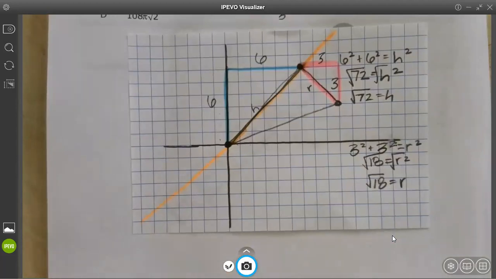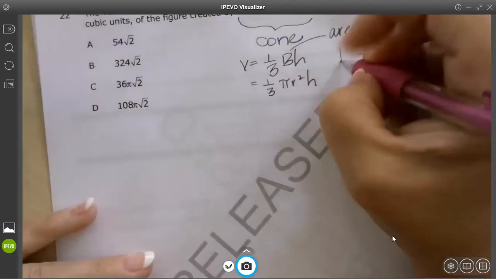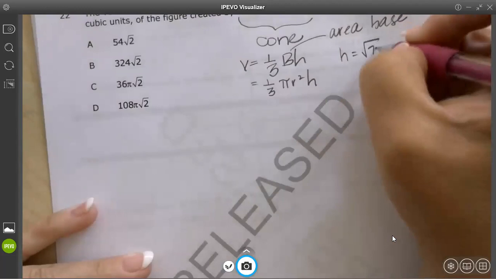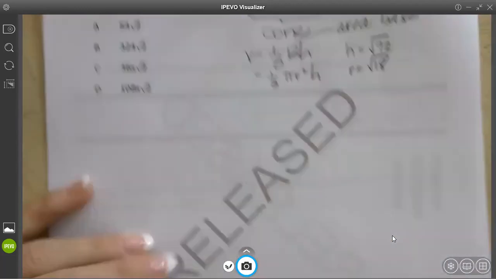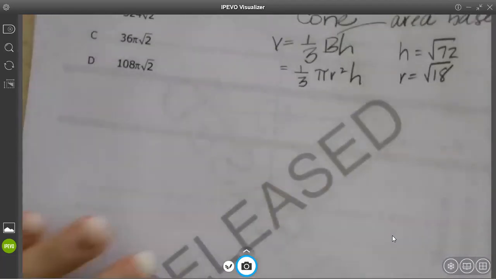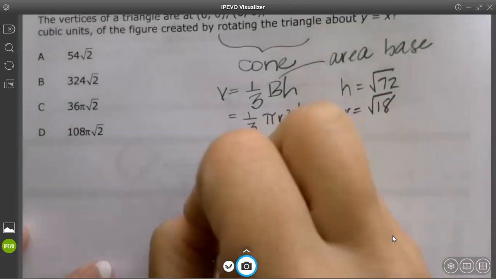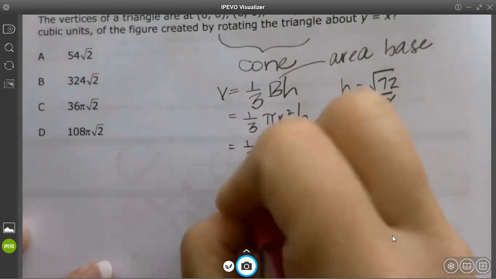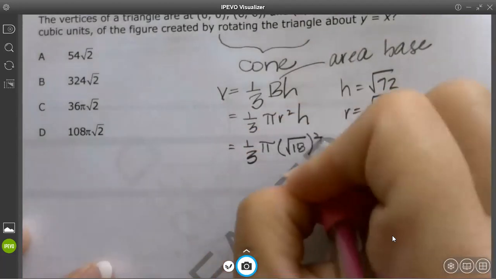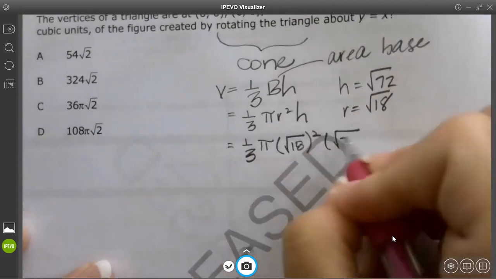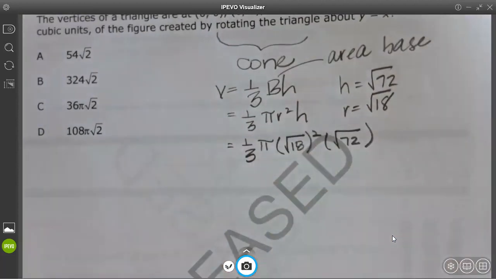Now I just need to put it into my formula. We said that h was the square root of 72. R was the square root of 18. In our formula, 1/3, I'm going to leave pi in there, r was the square root of 18 squared, h was the square root of 72.